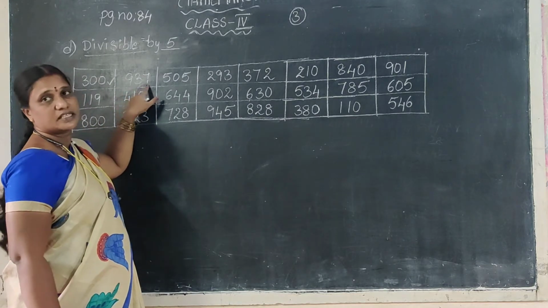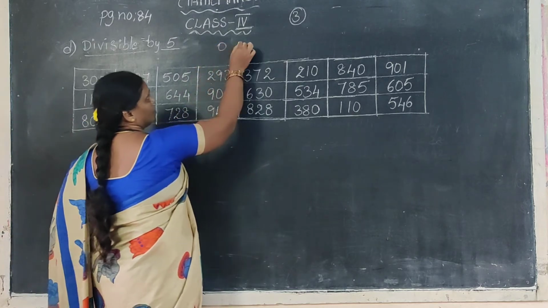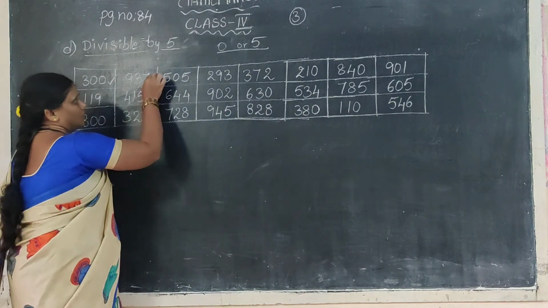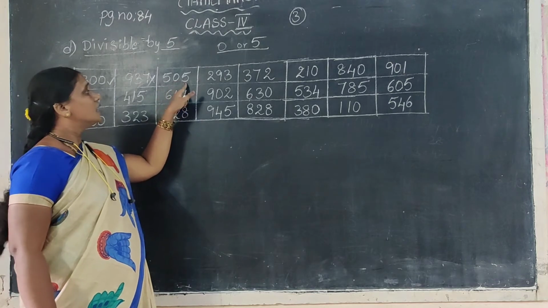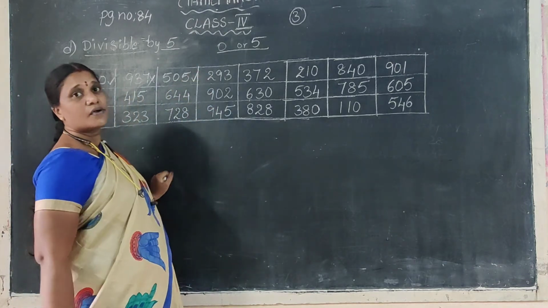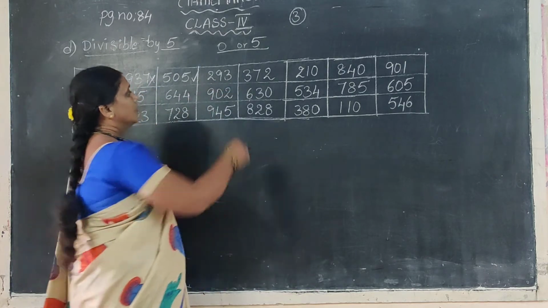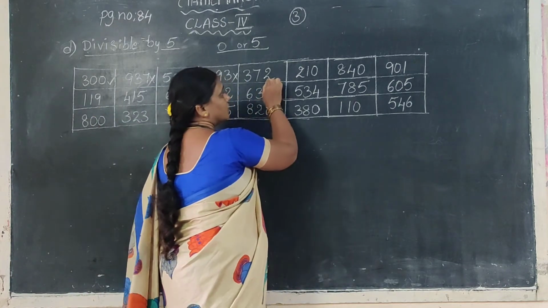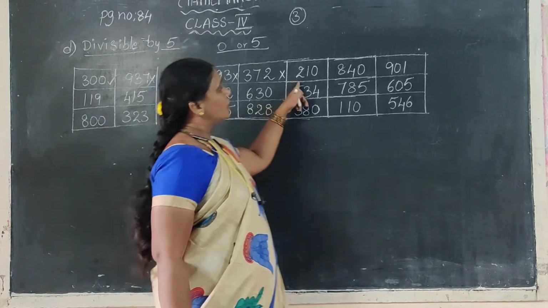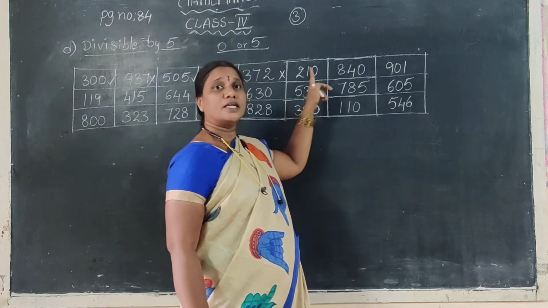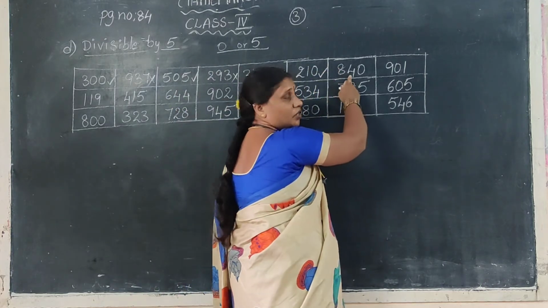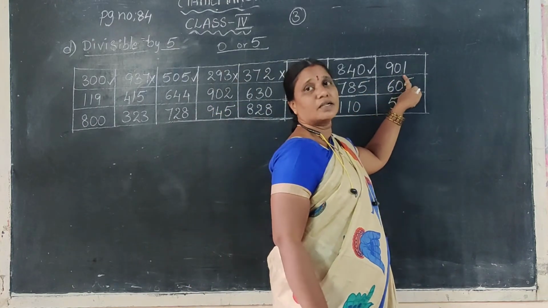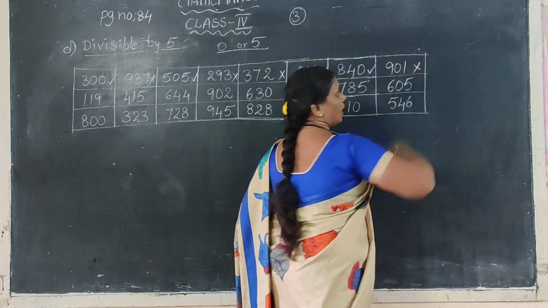Next, 937. Last digit 0 or 5? This is 7, so it is not divisible by 5. Next, 505. Last digit 5, so it is divisible by 5. 293, last digit 3, it is not divisible by 5. 372, last digit 2, it is not divisible by 5. 210, last digit 0, it is divisible by 5. 840, last digit 0, it is divisible by 5. 901, last digit 1, so it is not divisible by 5.